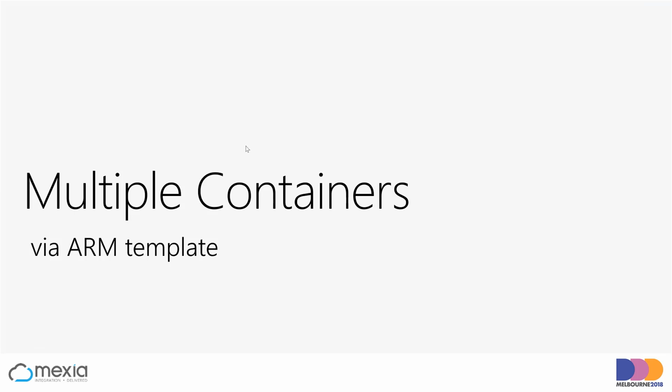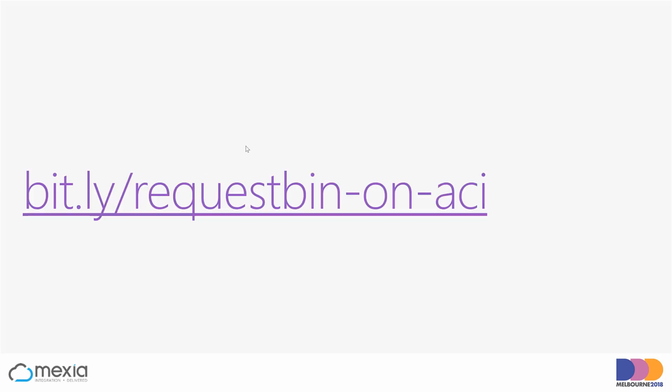If we really want to use a multiple container approach, for example, we have 2 different applications, one is the web app and the other one is the Redis cache, right? Those can be different containers. So in this case, we need to use an ARM template, right? If you want to see more details on using the ARM template, visit this GitHub repository, then you will see more details.